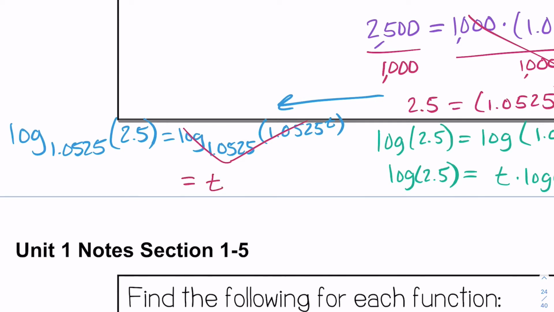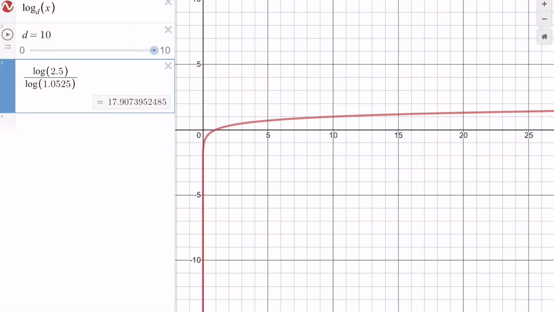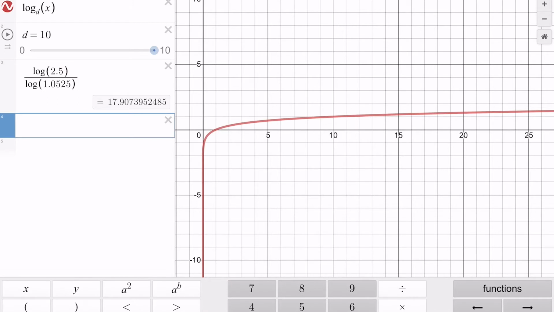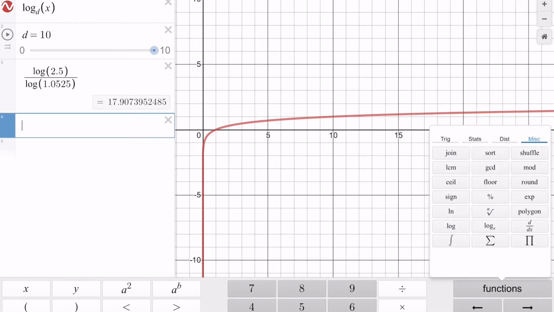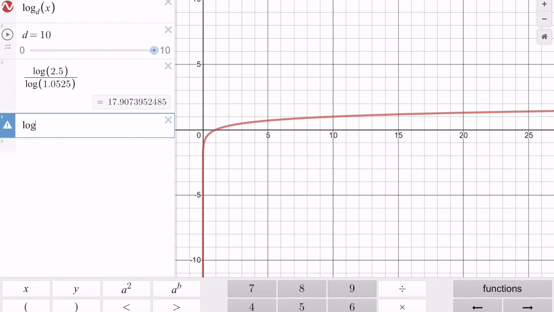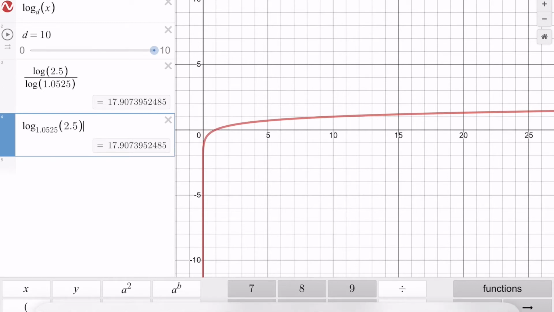And you have log base 1.0525 of 2.5 on the other side. That would have worked as well. So I'm just going to put it in just to show you. We're in projector mode. Again, you don't have to do this, but I just want to show you it is exactly the same.